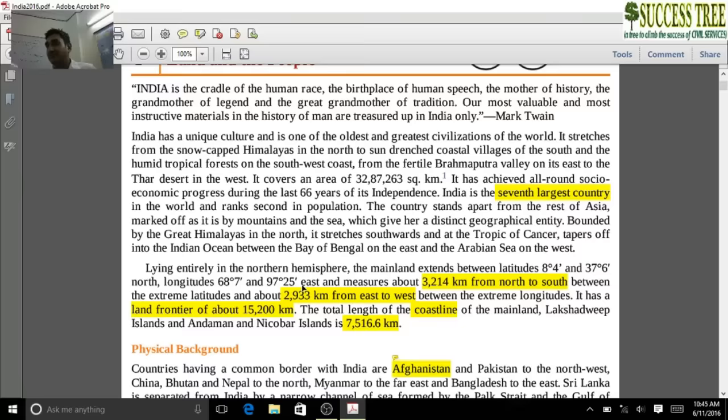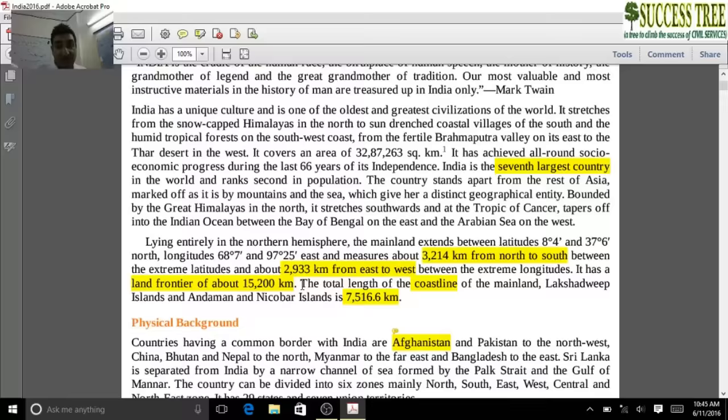Then we have the land frontier: how much? 15,200 kilometers. These are facts you can find in many different places, but given here in the yearbook as well, it is important. Moreover, the total coastline, you should remember this. You can use this coastline while writing certain answers in mains as well, when the importance of certain coasts comes up, or when we discuss our maritime affairs. So how much is the coastline? 7,516.6 kilometers is our coastline, including the islands.